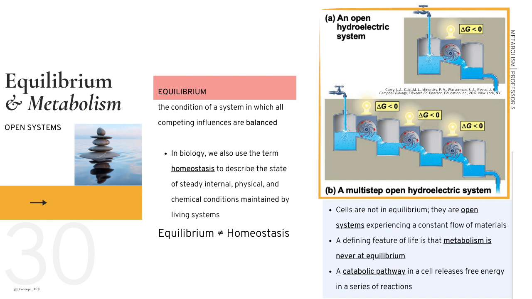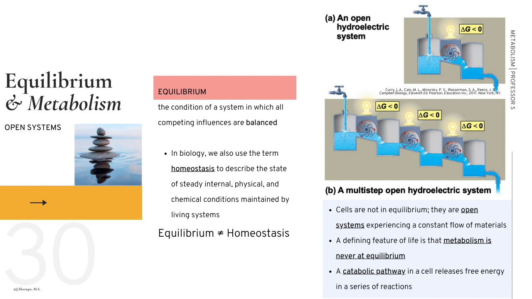Image A is demonstrating an open system using hydroelectricity. It's an open system because there is water flowing in and out. The water flows through the system, spinning the wheel and powering the light bulb. This is a spontaneous reaction as the delta G is negative. Image B shows a multi-step open hydroelectric system, and this better represents our metabolism and our catabolic pathways simply because a catabolic pathway in a cell releases free energy in a series of reactions.